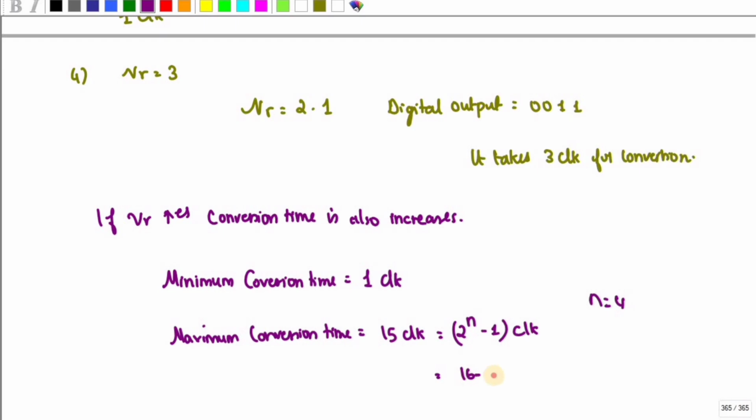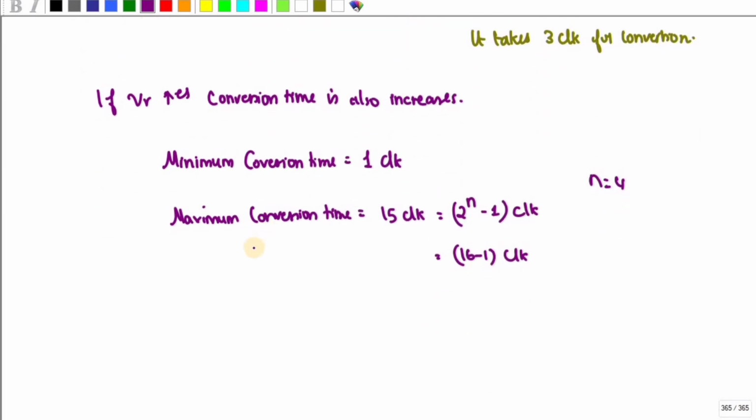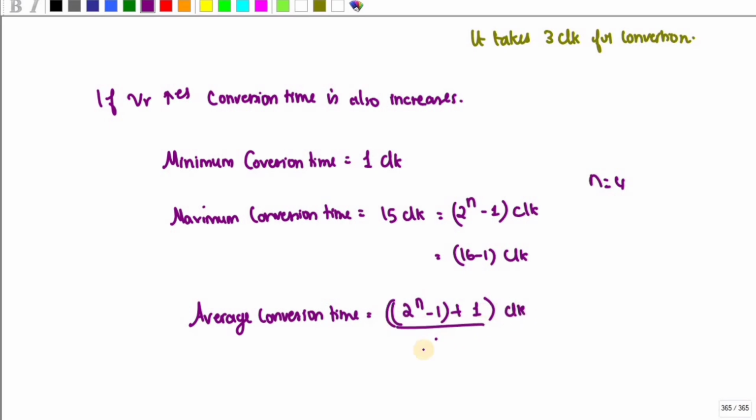Okay, so I can write the average conversion time. So the average conversion time is the maximum conversion time plus the minimum conversion time, right, divided by 2. So that is nothing but 2 power n divided by 2 clock pulses, that is equal to 2 power n minus 1.